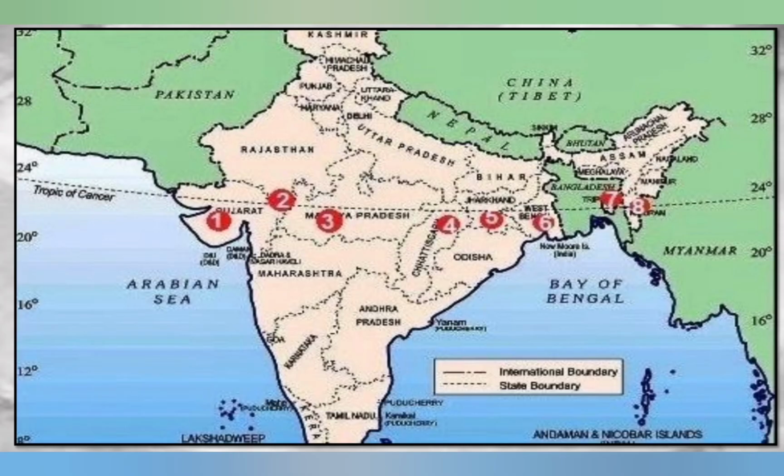This image will help you to understand it better. You can see that the states through which Tropic of Cancer passes are numbered. Children, you have to practice marking this on the map too. Now, I hope you were able to understand everything that we discussed today.